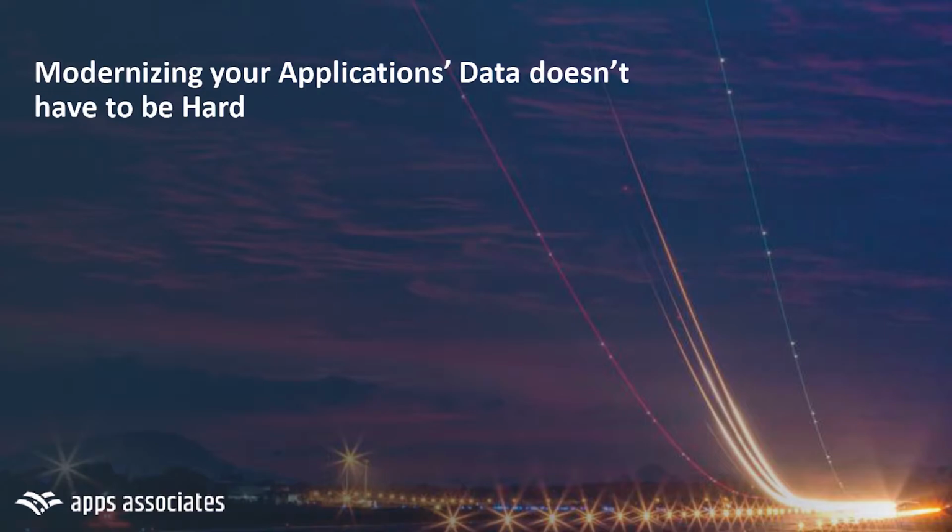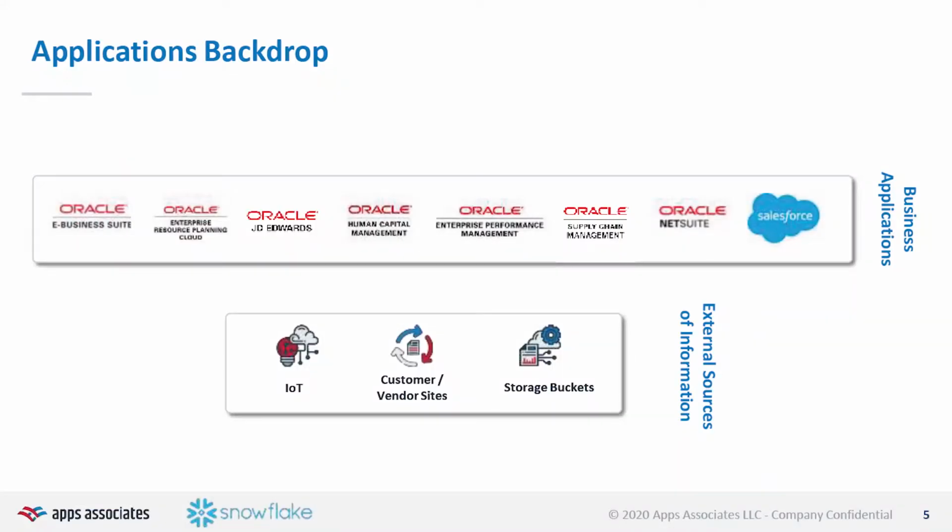So today we're going to focus on modernizing your application's data. It doesn't have to be hard going with Snowflake. And we want to start with a journey that most of our customers have started with. This journey starts with different ERP applications. In our customer base, we have seen customers using a variety of on-premise applications and cloud ERP applications, including Salesforce. The on-premise applications include everything from eBusiness Suite, JD Edwards, PeopleSoft, and more recently, customers have been using the cloud versions of cloud ERP, supply chain, EPM, and including Salesforce.